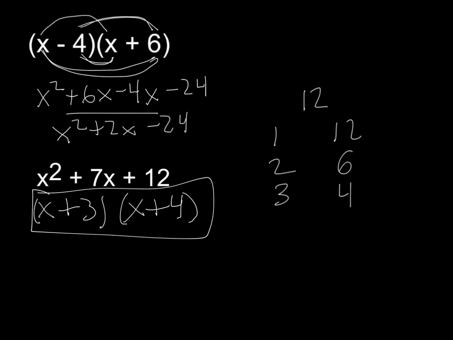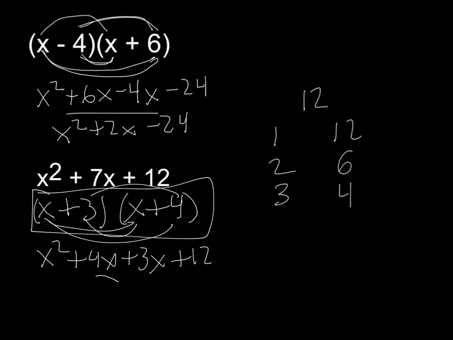To test it, I would do the FOIL, that distributive property, to confirm. X times x is going to give me x squared. X times 4x is a plus 4x. 3 times x is a plus 3x. And 3 times 4 is a 12. And these two do combine to give me 7x. So when I do the FOIL here, I do end up with that same original. So this does double check.